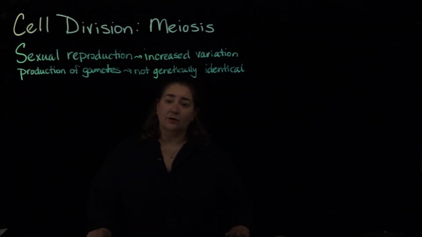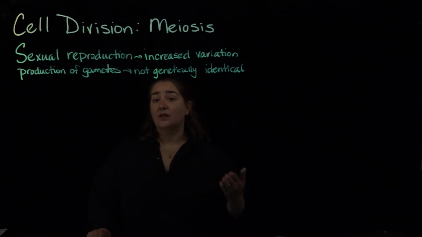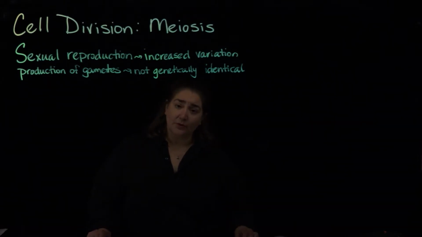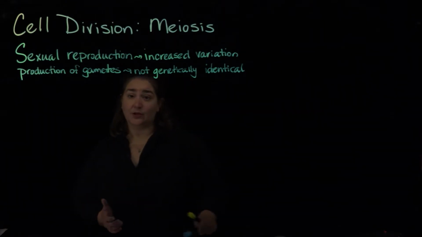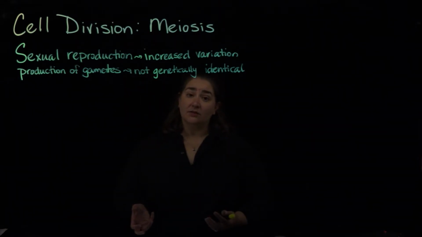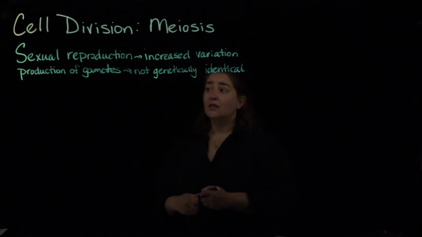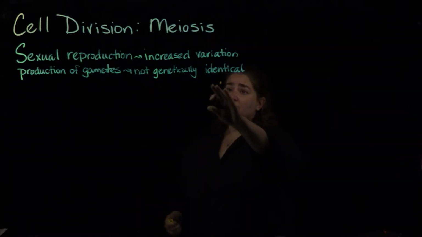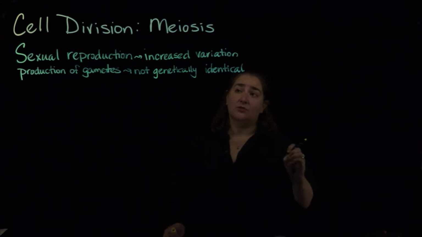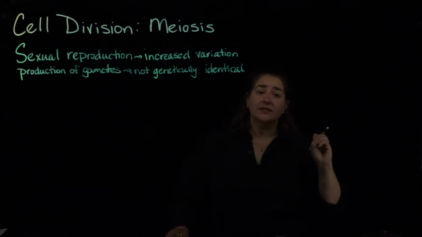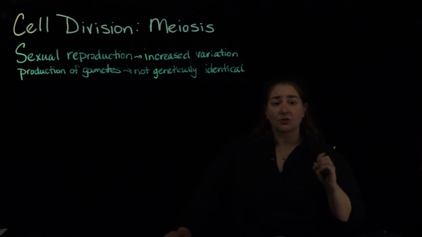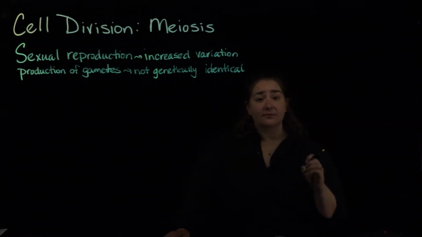Hello and welcome back. The topic for this video, we're going to talk a little bit about the advantages of sexual reproduction versus asexual reproduction. And that main advantage of sexual reproduction is we get variation, okay? Now remember, when we generate those gametes from meiosis 1 and meiosis 2, the 4 cells at the end of meiosis 2 are not all genetically identical. They're going to be different.